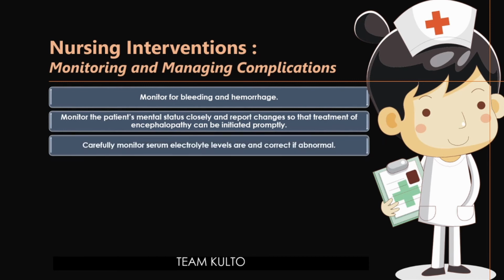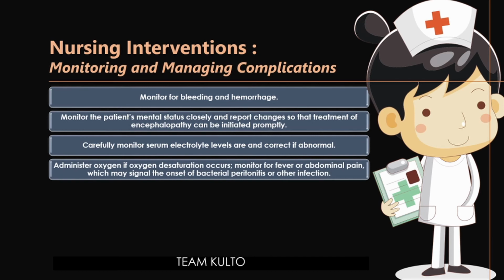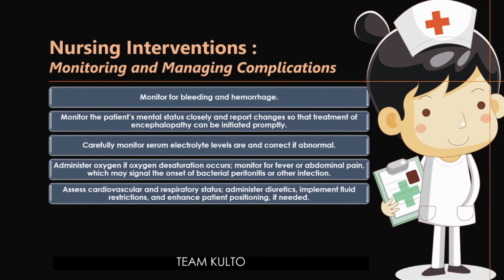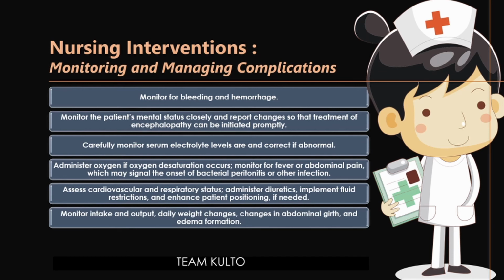Carefully monitor serum electrolyte levels and correct if abnormal. Administer oxygen if oxygen desaturation occurs. Monitor for fever or abdominal pain, which may signal the onset of bacterial peritonitis or other infection. Assess cardiovascular and respiratory status. Administer diuretics, implement fluid restrictions, and enhance patient positioning if needed. Monitor intake and output daily, weight changes, change in abdominal girth, and edema formation.